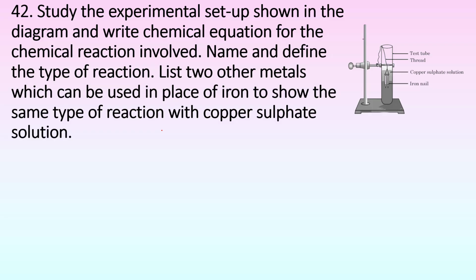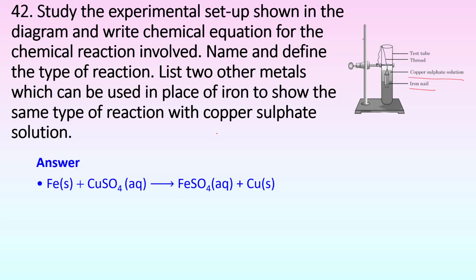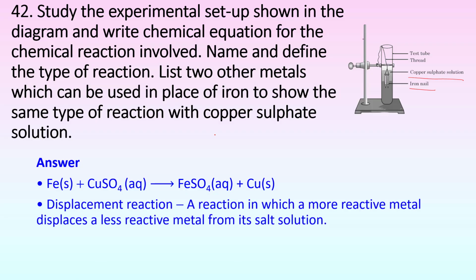Next, study the experimental setup shown in the diagram. Here we can see that in copper sulfate solution iron nails are added, and write the chemical equation of the chemical reaction involved. So the chemical reaction is Fe plus CuSO4 gives rise to FeSO4 plus Cu, and name and define the type of reaction. So the type of reaction is a displacement reaction, a reaction in which a more reactive metal displaces a less reactive metal from its salt solution.